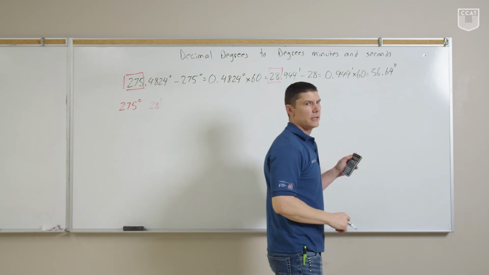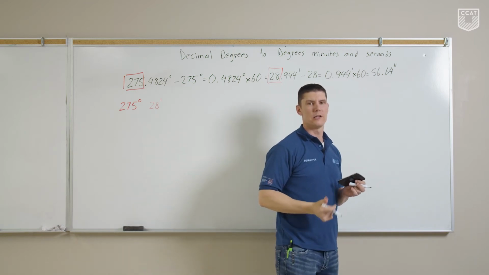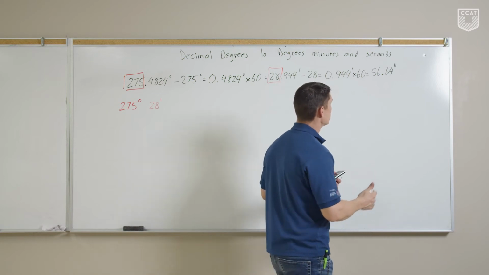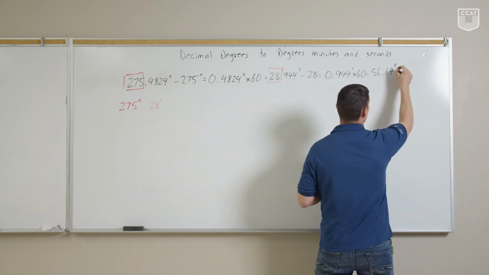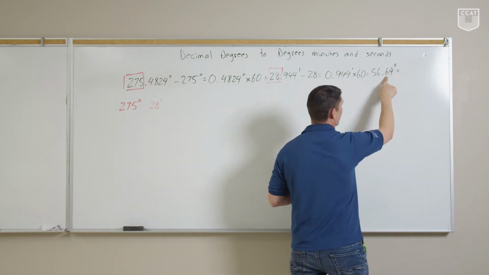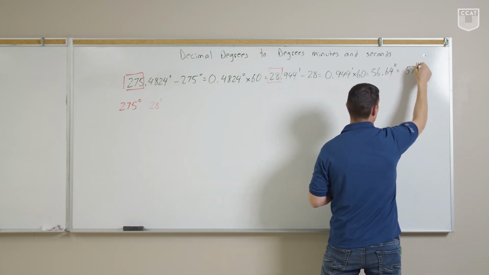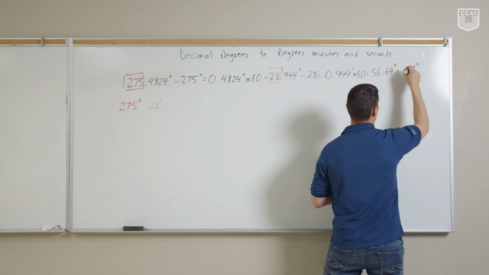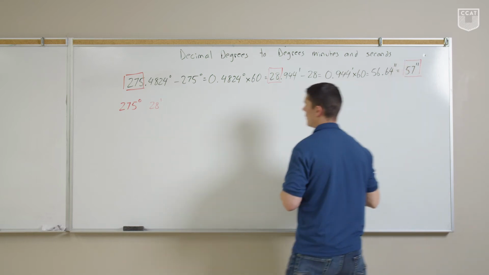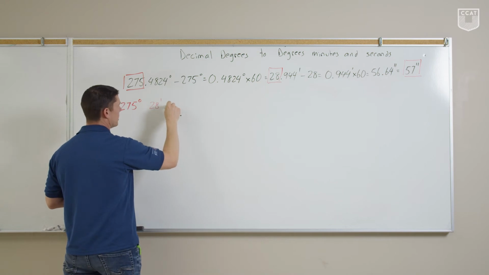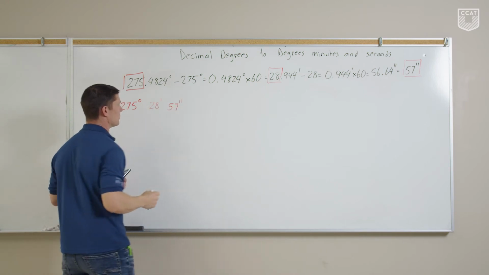Any instrument I've always used rounds to the nearest 5 seconds or 10 seconds. For us, we'll just round to the nearest 1 second. So the nearest second there, we're 0.5 or higher on the right side of the decimal, so we'd be 57 seconds. So we'd have 275 degrees, 28 minutes, and 57 seconds.